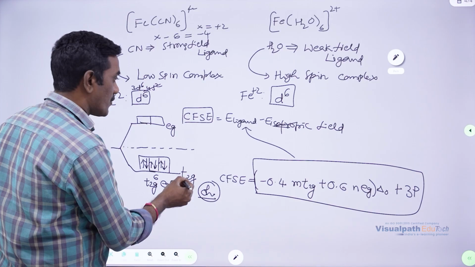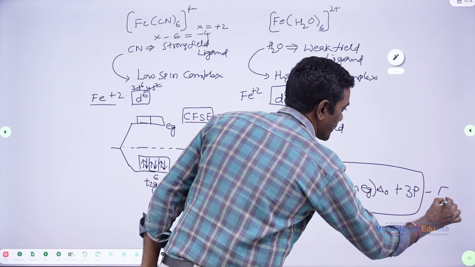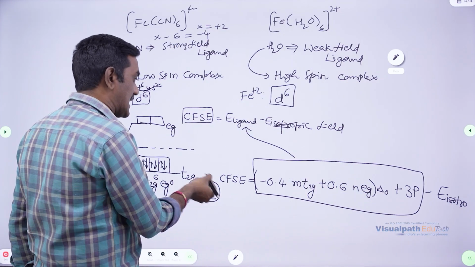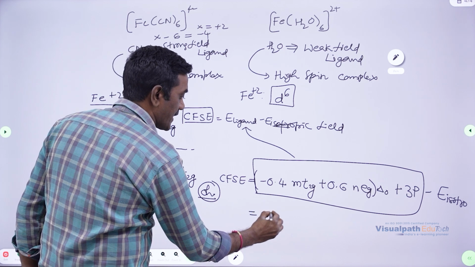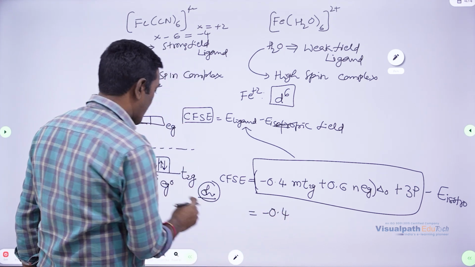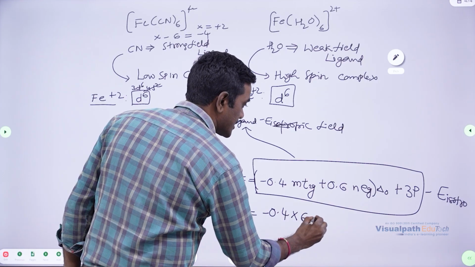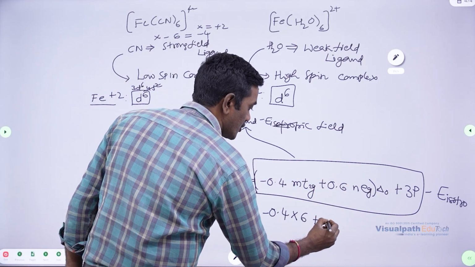Now, moving on to here, minus isotropic. Here let us calculate the CFSE for this particular one. CFSE, how much? Minus 0.4. How many electrons are there in t2g? 6. 6 t2g, plus 0.6 into how many electrons are there in eg? 0.